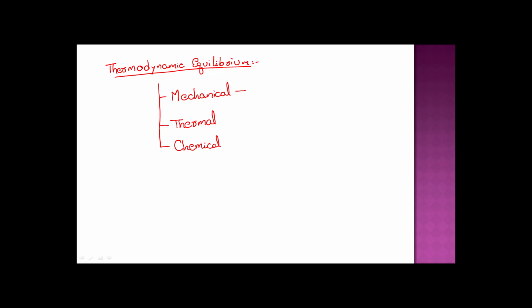When it comes to mechanical equilibrium, the system is said to be in mechanical equilibrium if the net effect of forces or pressure acting on the system is equal to zero. In this case, we can say that the system is in mechanical equilibrium.